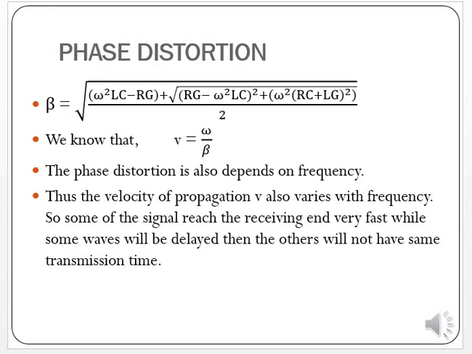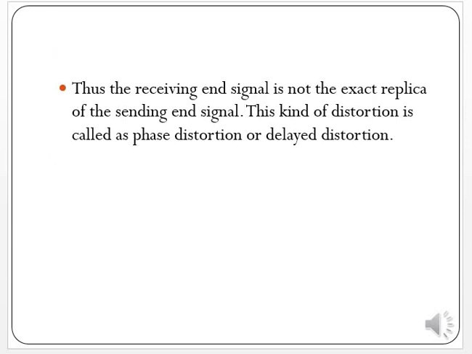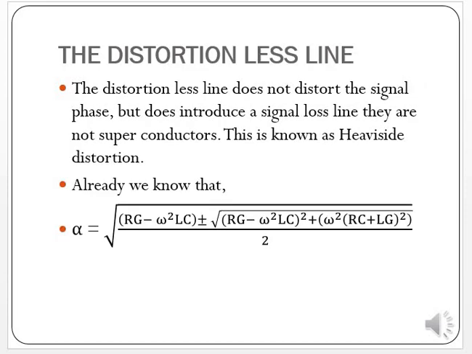So, some of the signals reach the receiving end faster, while some waves will be delayed more than the others, and will not have the same transmission time. Thus, the receiving end signal is not an exact replica of the sending end signal. This kind of distortion is called phase distortion or delay distortion.